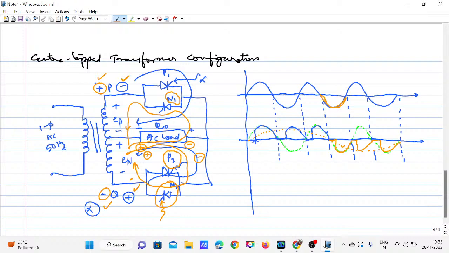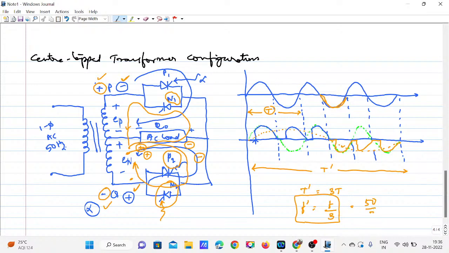So if this is the case, see, this is my time period T from here to here. Now this is my T dash complete. What will happen? Now I can see T dash is equal to 3 times T. Now what happened to f dash? f dash is equal to f by 3. So if for example f is 50 hertz, what will happen to f dash? It will be equal to 16 and 2 by 3 hertz.